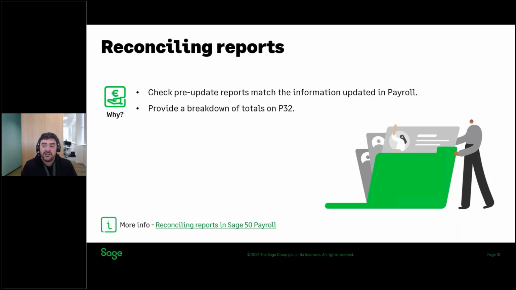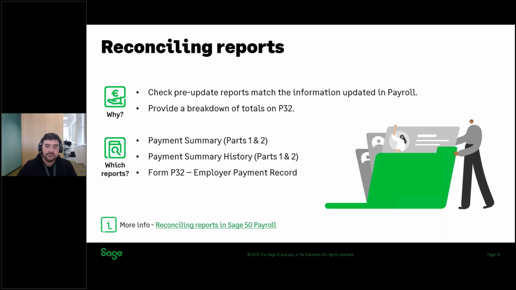So main reasons you would do this are to check that your pre-update reports match the information you've updated in payroll. So payslips, payment summary reports, for example, is usually what you base your payment on when you pay your staff. So we're just checking that the information updated in payroll, in your payroll history, is the same. And it can also give you a handy breakdown of the totals that you're seeing on the P32. So if you want to see how that total PAYE is made up, you can check other reports that will break that down for you.